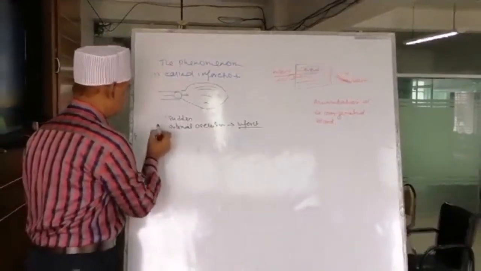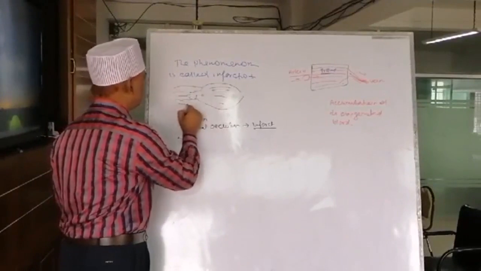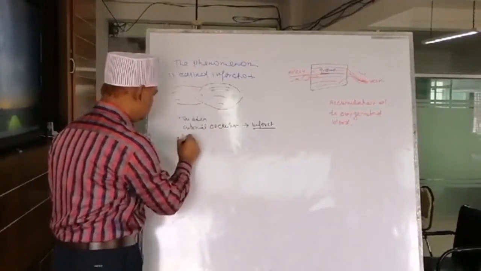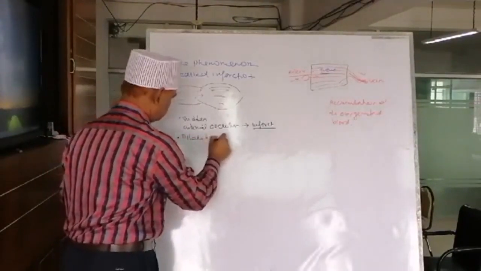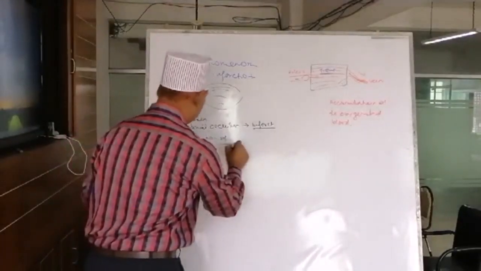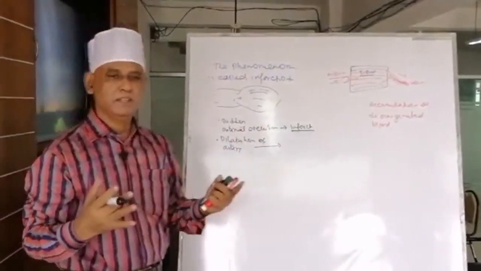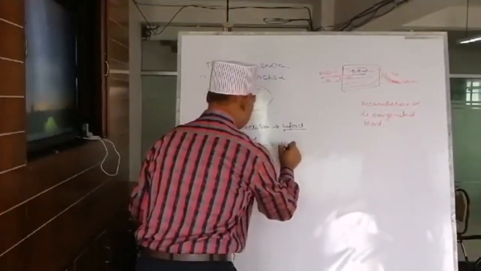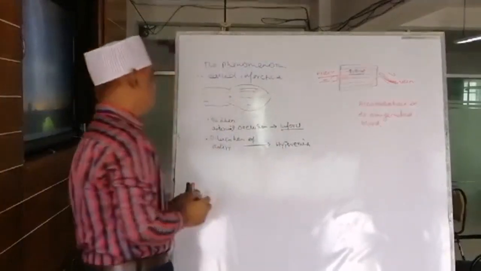If there is dilatation of the arteriole, what will happen? With dilatation of the arteriole, there will be increased blood flow in the tissue, and this increased blood flow in the tissue is called hyperemia.